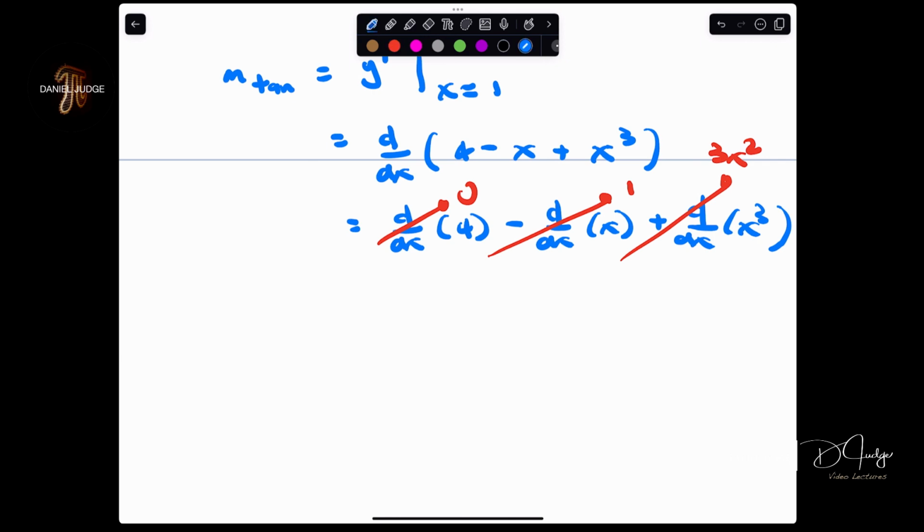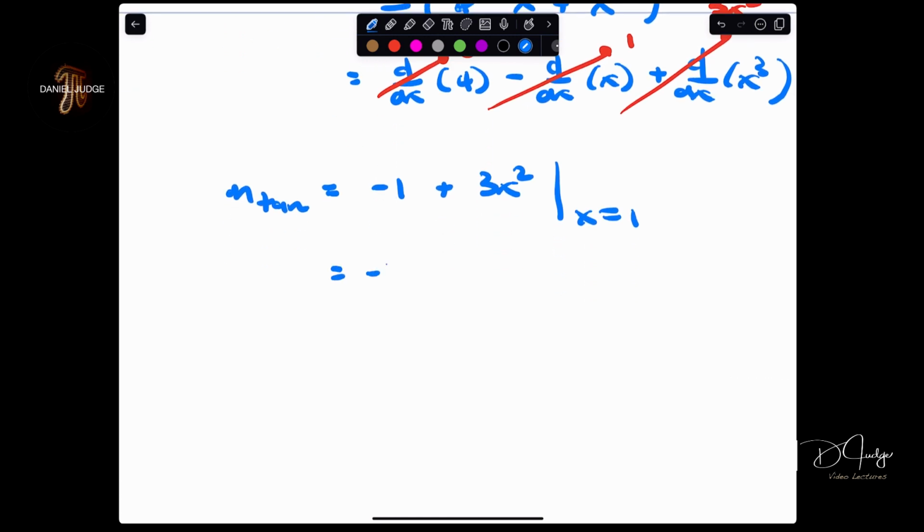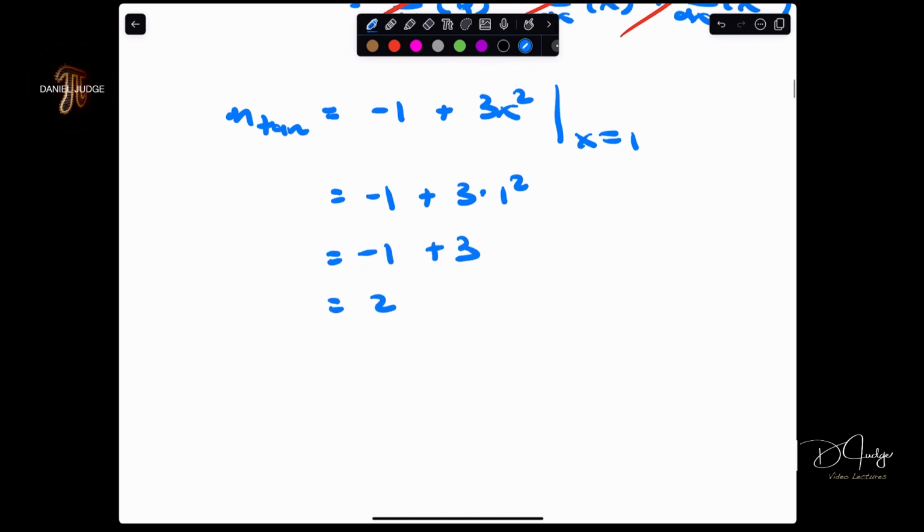So m tangent will be -1 plus 3x squared evaluated at x is 1. So you get -1 plus 3 times 1 squared, -1 plus 3, which will be 2. So, ladies and gentlemen, m tangent is 2.